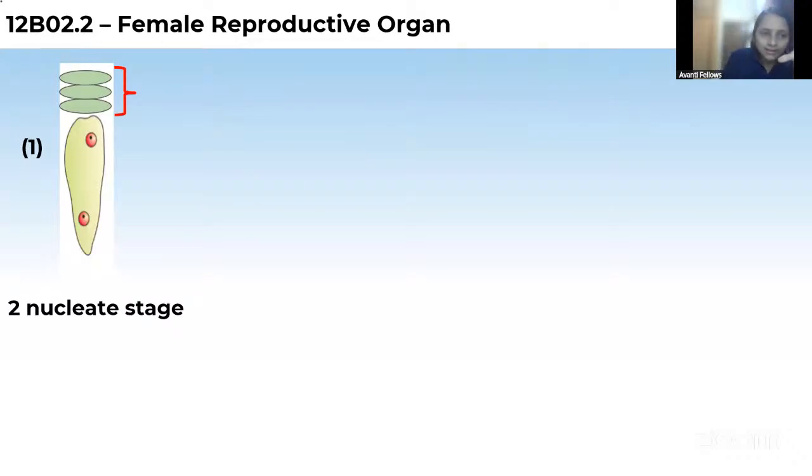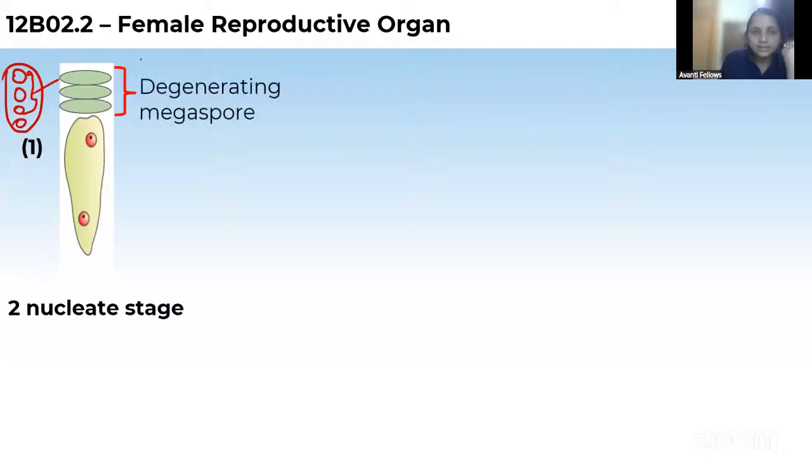4 cells are there here. 4 cells have formed, right? 1, 2, 3, 4. Here what will happen? The 3 cells are going to degenerate. Here guys, the 3 cells have degenerated. Only one cell is there. Okay.